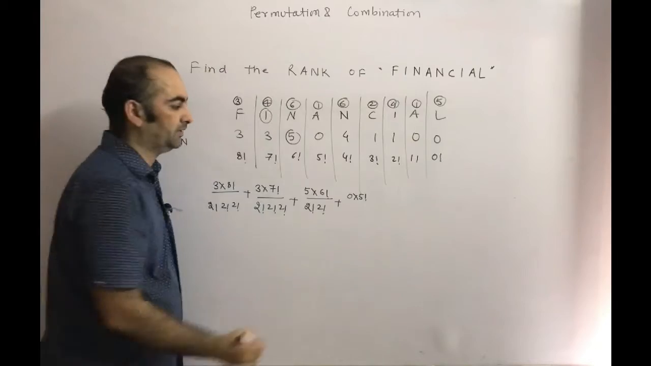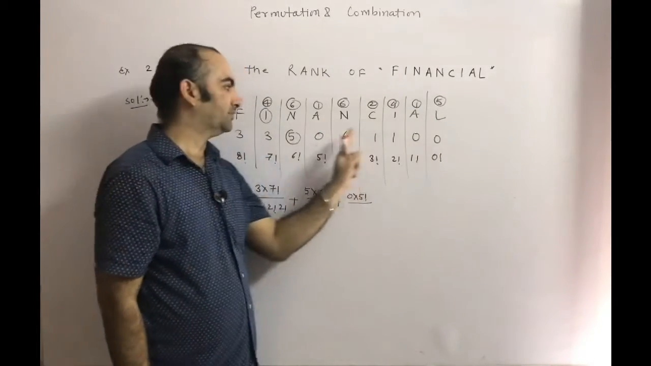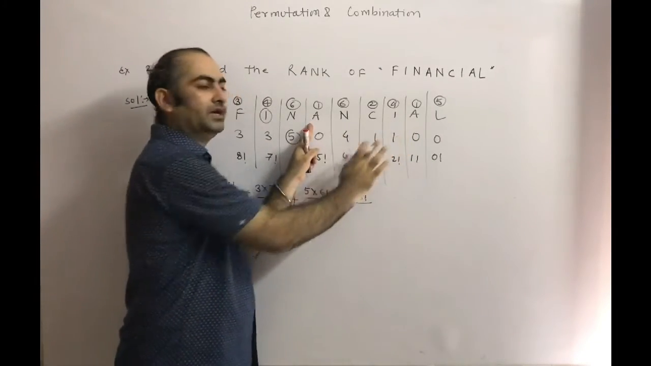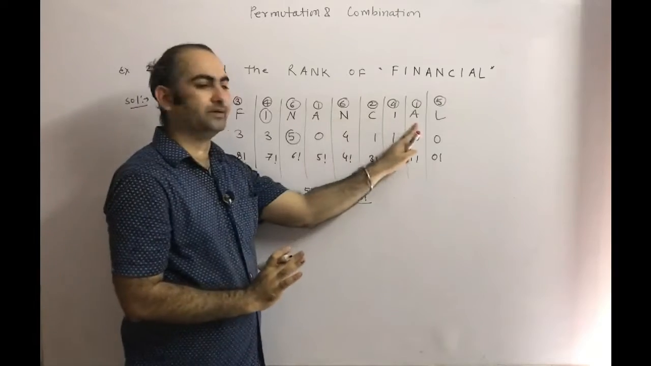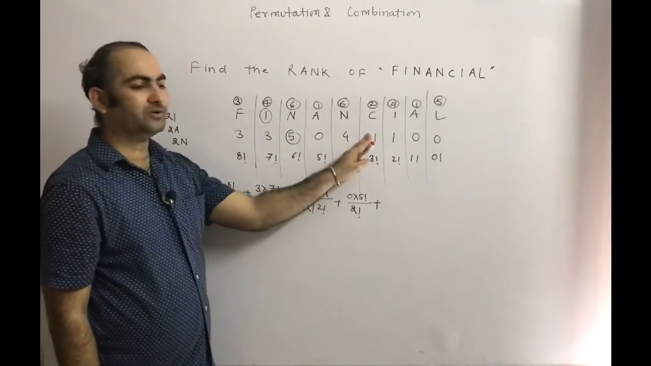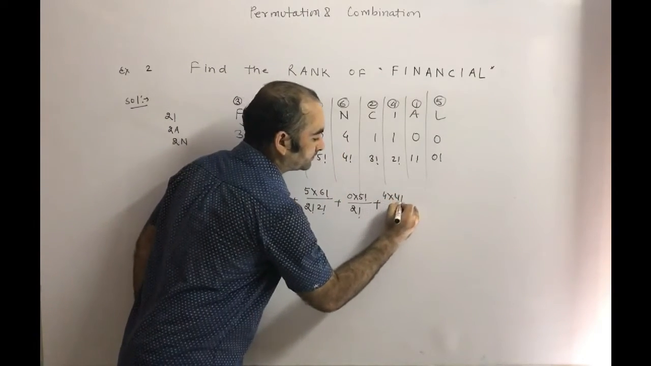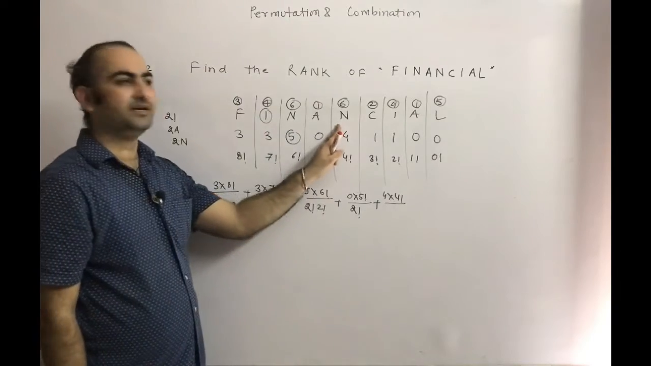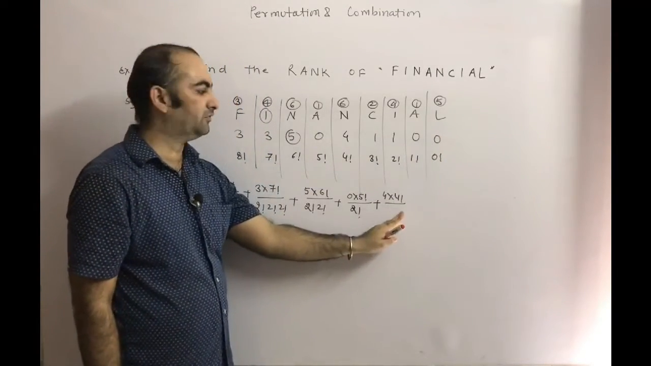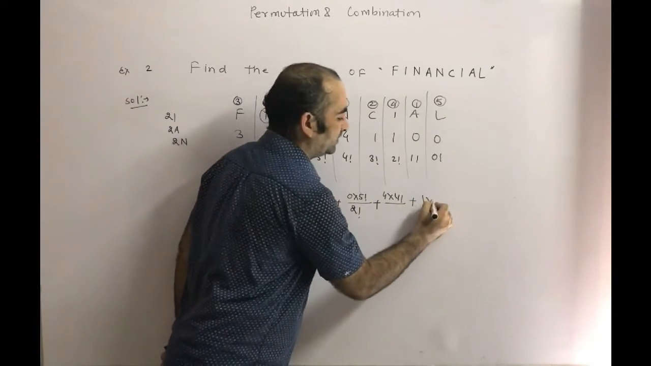Divided by, including A on the right hand side, how many letters are the same? Including A, we'll get 2 A's and 1 N and 1 I, all distinct, only 2 A's, so we have to divide by 2 factorial. Plus, after that we multiply 4 into 4 factorial. Now including N on the right hand side, all the letters are distinct, so only 4 into 4 factorial will come, plus next is 1 into 3 factorial.